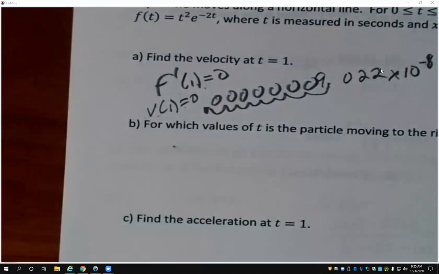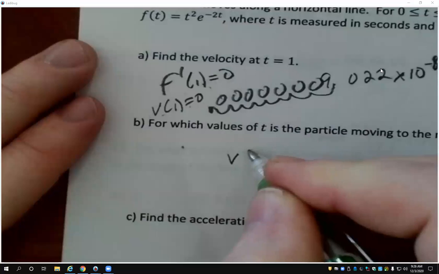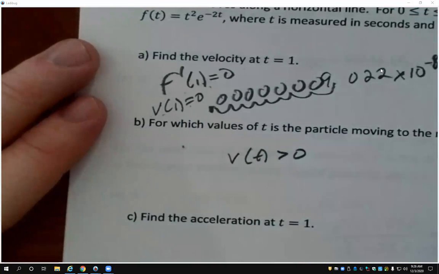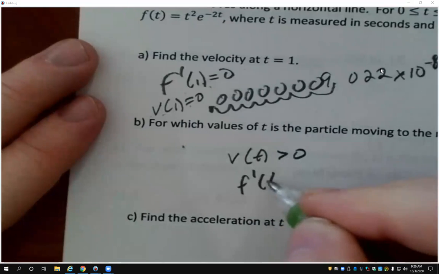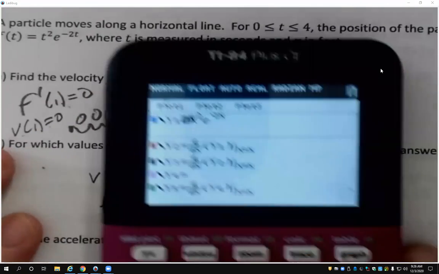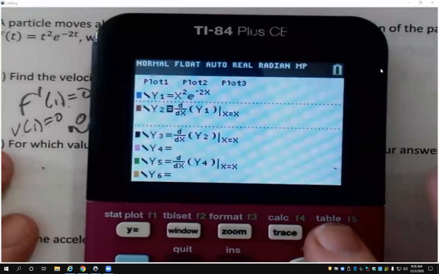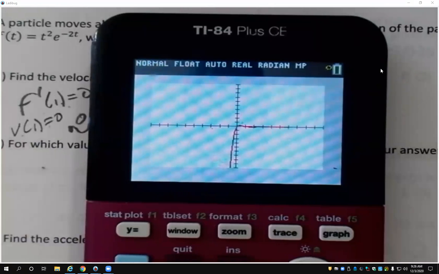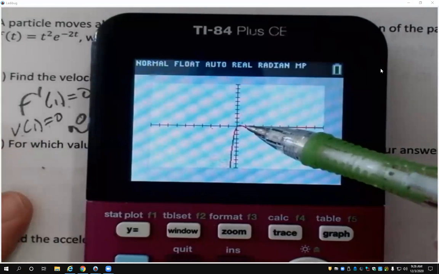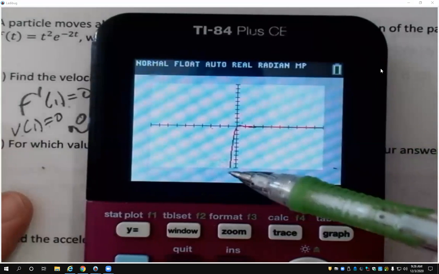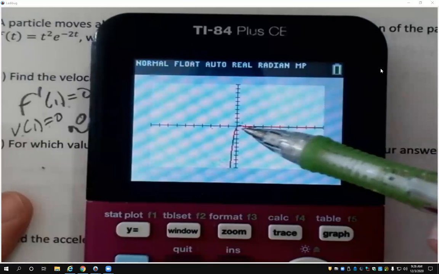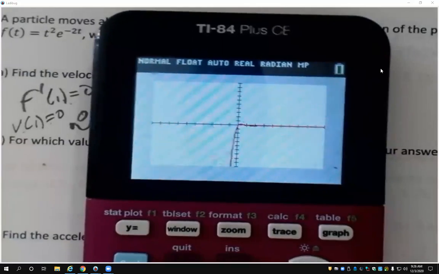All right, when is the particle moving to the right? The particle is moving to the right when velocity is greater than 0, or when f prime is greater than 0. So I'm going to graph my velocity function. I don't want y1 turned on, I want y2 turned on. Graph the velocity function, and then go find the intervals where you're positive. If you zoom in, you will see that I'm negative right after 1. I'm below the x-axis here. I'm obviously below the x-axis here, from 0 to 1. But you just find that in your calculator.